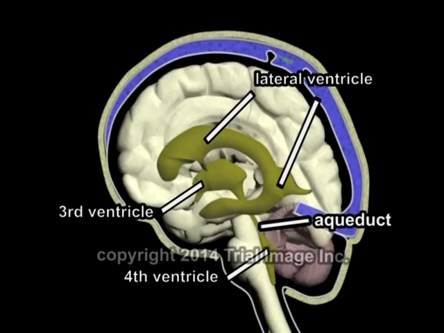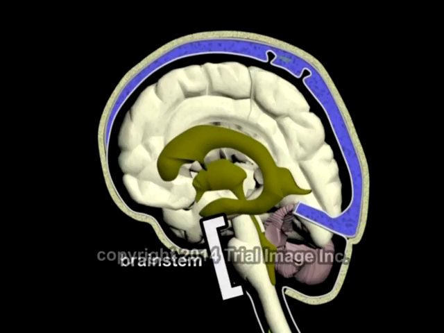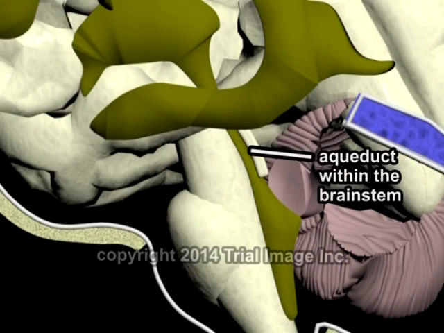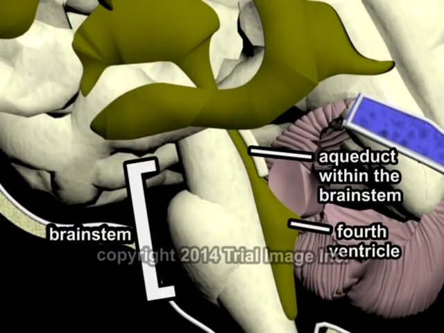Obstruction to flow of CSF within the aqueduct is one of the most common causes of hydrocephalus. The brainstem represents the lowermost portion of the brain and connects the brain to the spinal cord. Here we see a close-up view of the relationship between the aqueduct, the fourth ventricle, and the brainstem. As can be seen here, the aqueduct actually lies within the substance of the brainstem.